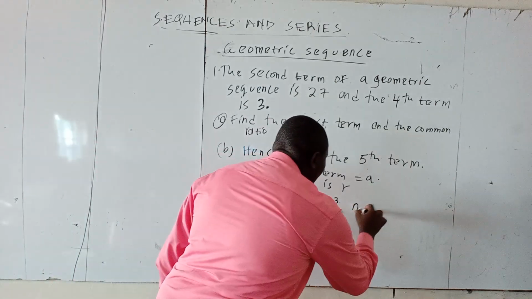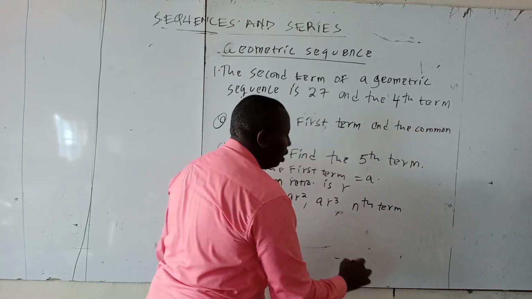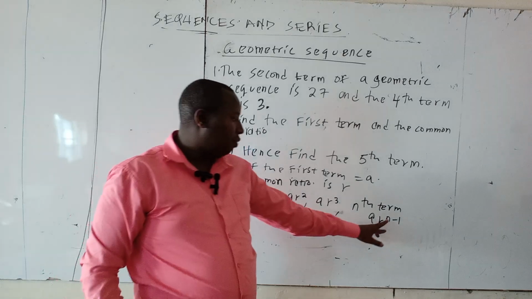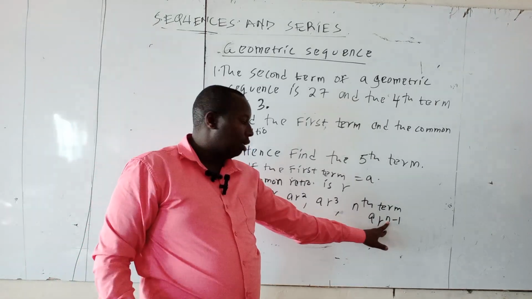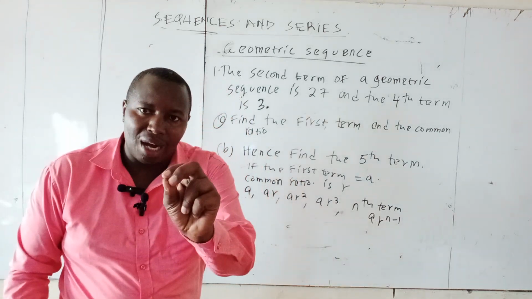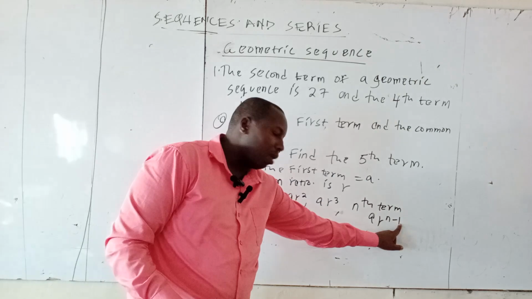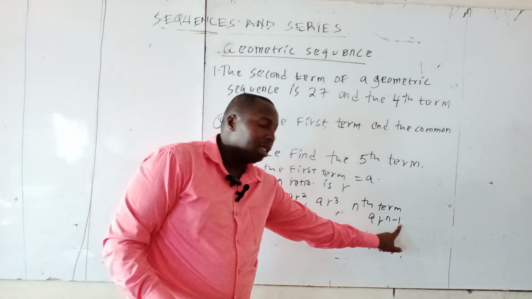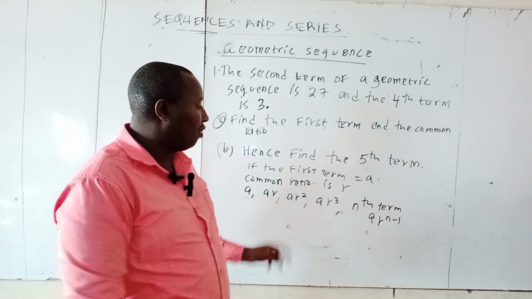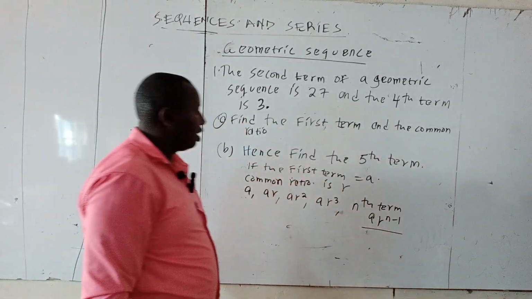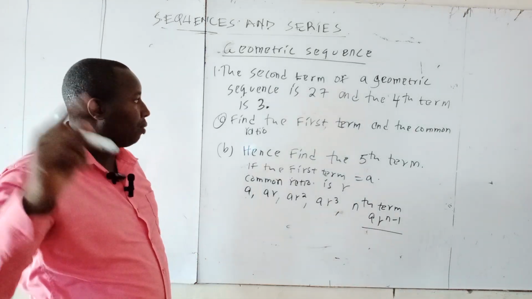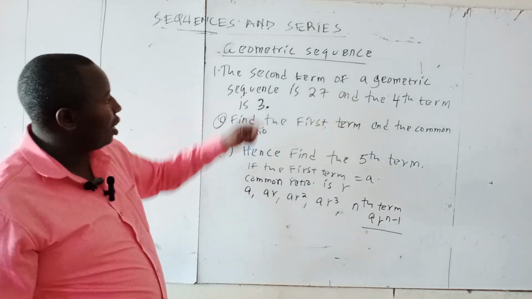So when we talk of the nth term, it will be AR to power n minus 1. If we are talking of the fourth term, n is 4, 4 minus 1 is 3, so it is AR to power 3. If we are talking of the first term, n is 1, 1 minus 1 is 0. Any number raised to power 0 is 1, so you are left with A. So this is the nth term of the geometric sequence.